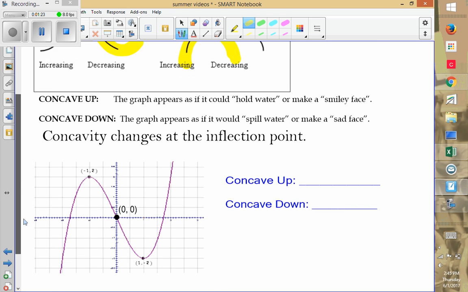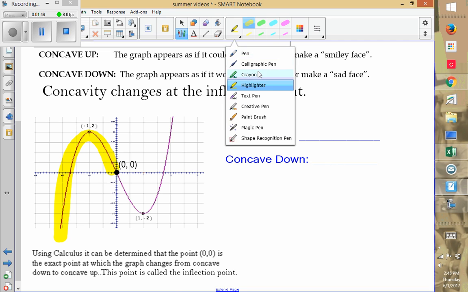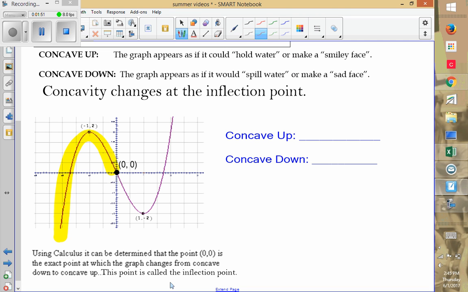So if I were to take a look at the picture that I have right here, it's actually the same picture that's on the increase-decrease graph. If you take a look at the curvature along here, the entire left-hand part of the graph has a curvature down. So during that region right there, we consider the graph to be concave down.